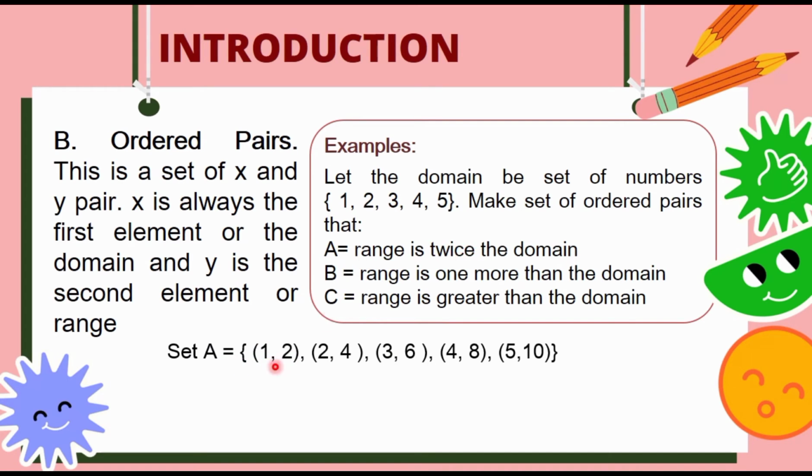So we need to twice our domain. We have 2 times 1, we have 2. We have 2 times 2, we have 4. 3 times 2, we have 6. 4 times 2, we have 8. 5 times 2, we have 10.